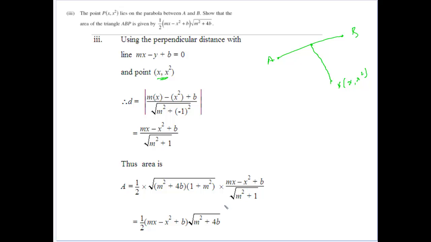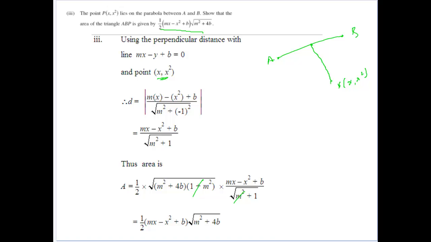And so we get the cancellation of the m squared plus 1 and the 1 plus m squared there, so those two will cancel out, and we will get the square root of m squared plus 4b, and we've got the mx minus x squared plus b. There. So that's what we wanted. Notice that they're leading you through and giving you all this.